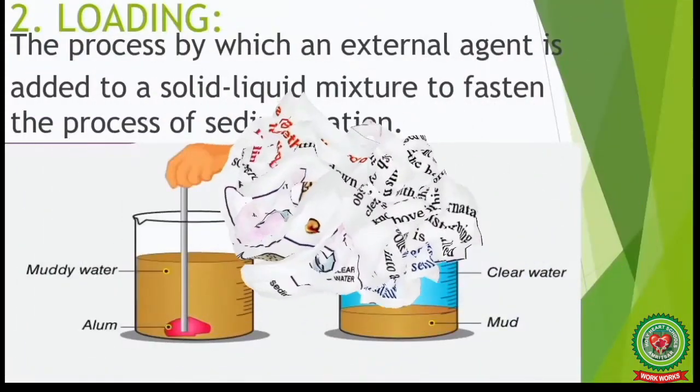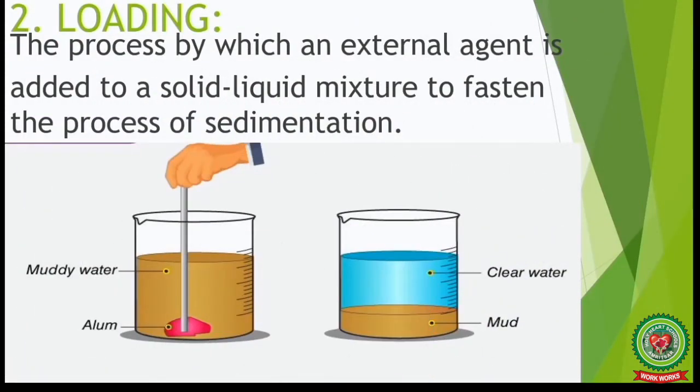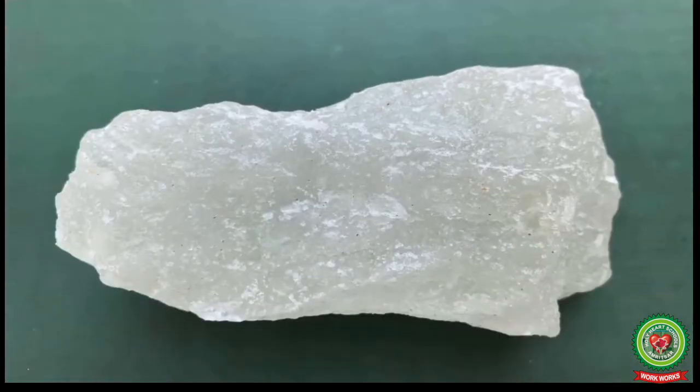The next method is loading. Students, sometimes when the mixture is in a large amount, we cannot use sedimentation because it will take a long time for the mud particles to settle down. In such a case, we can add an external agent like alum. Students, this is alum. When we add alum to a mixture, let's say muddy water, it combines with mud particles and makes them heavy.